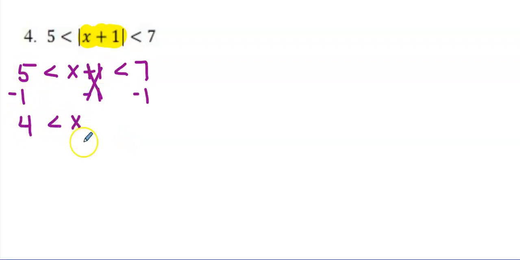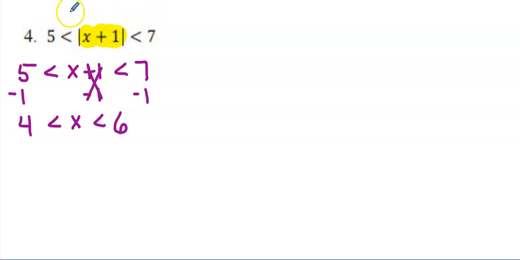And then these cancel out. So I got x in the middle, which is what I'm aiming for. And 7 minus 1 is 6. So the first interval is going to be between the numbers 4 and 6. What this is, it's 2 different intervals on the same number line, and they don't overlap or anything, but it's still possible.